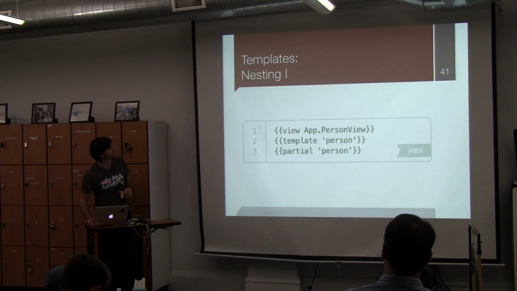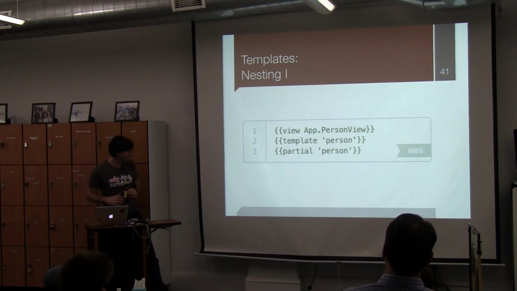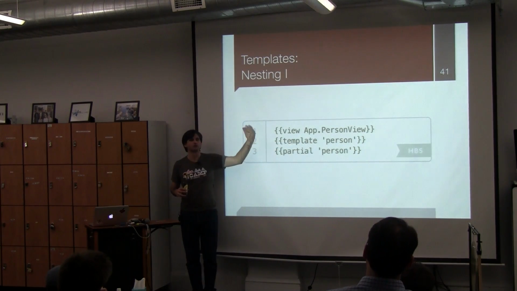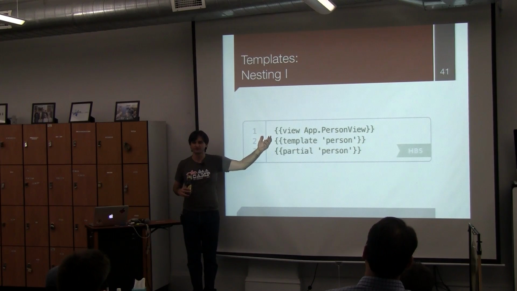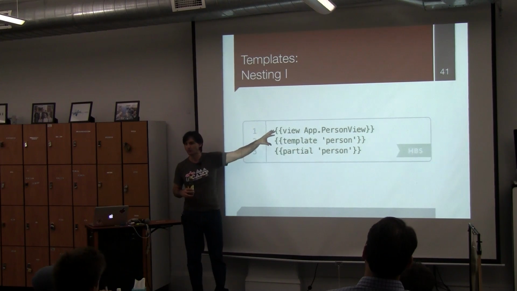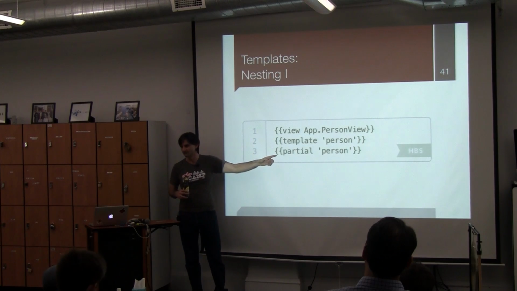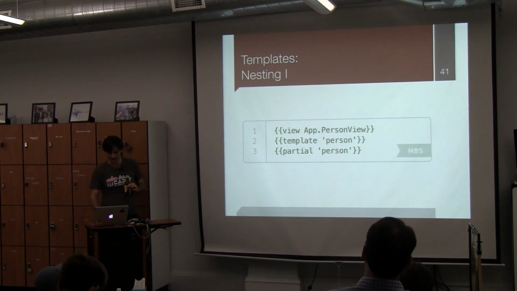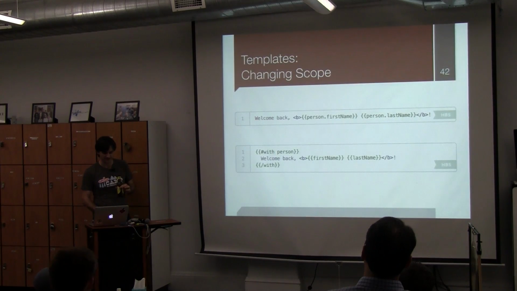Now, something that's important to understand here. When this template is rendered, the controller that the properties are referring to in that template is still the same as at this level. So there's no change in scope when I use any of these helpers. And that contrasts with some of the things we'll look at next.